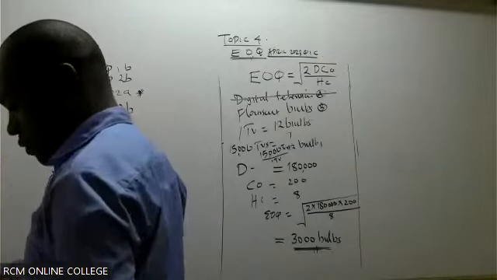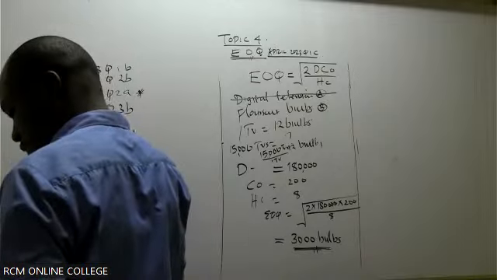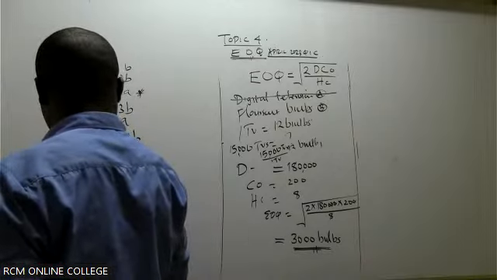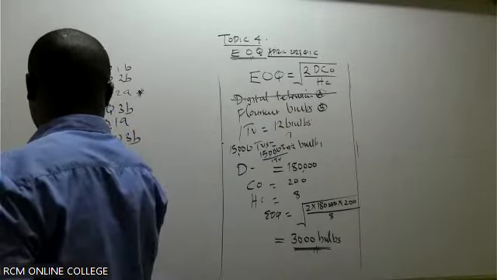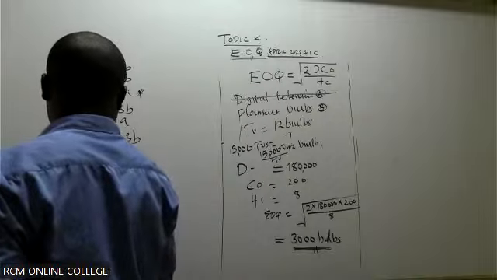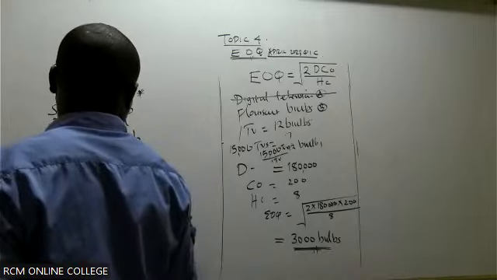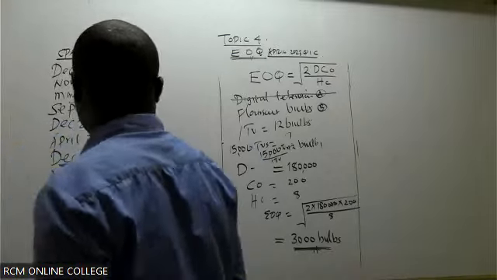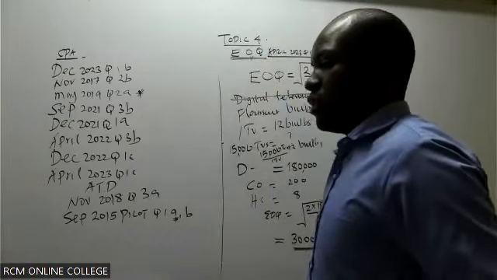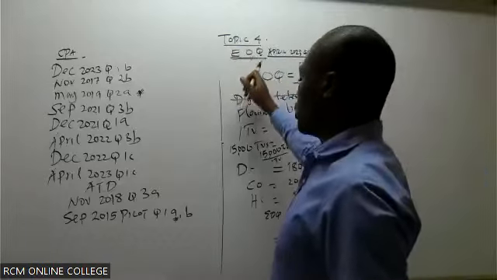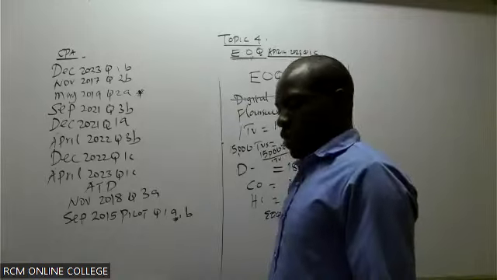Then ATD. I've only managed to access these two for now. November 2018, question number 3A. Then September 2015 pilot, question number 1A and B, whereby question number 1A is theory, assumptions of economic order quantity. So the assumptions of economic order quantity were tested in this particular sitting.